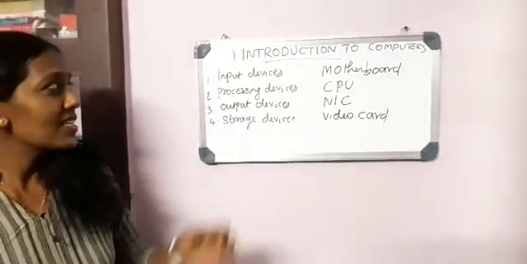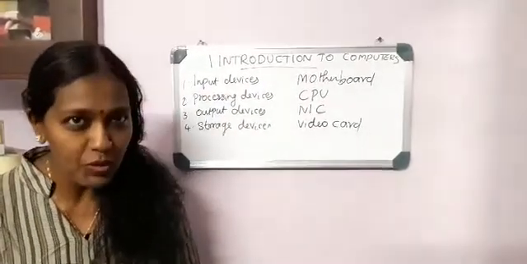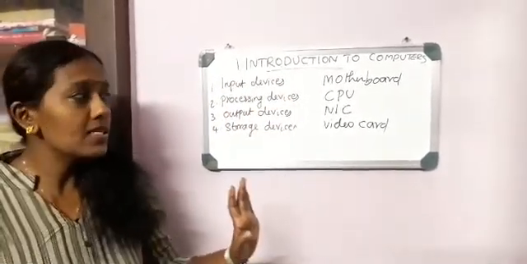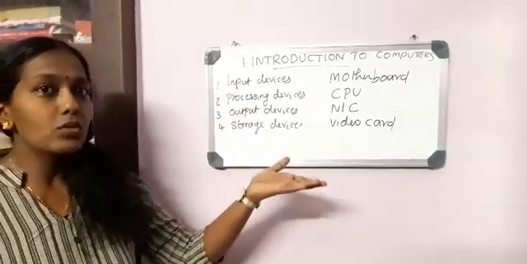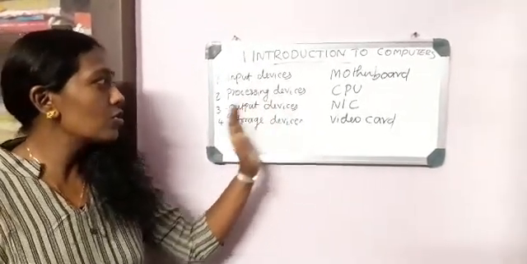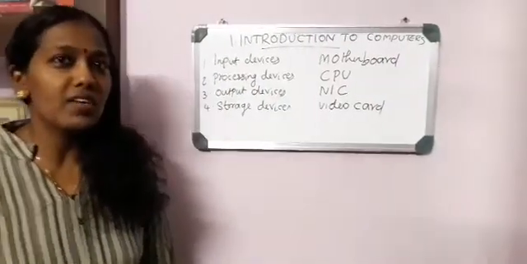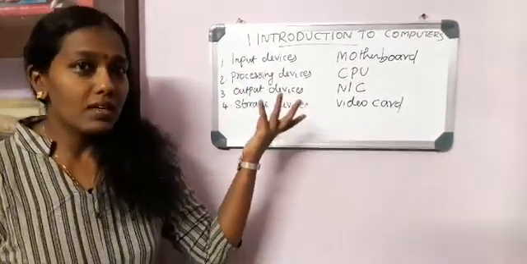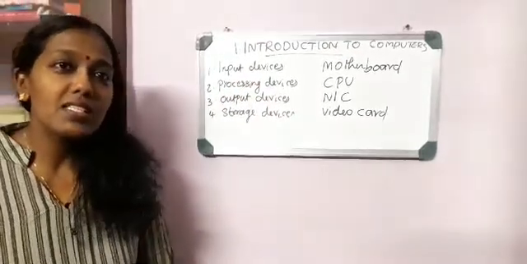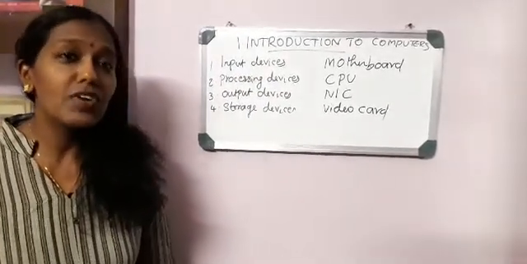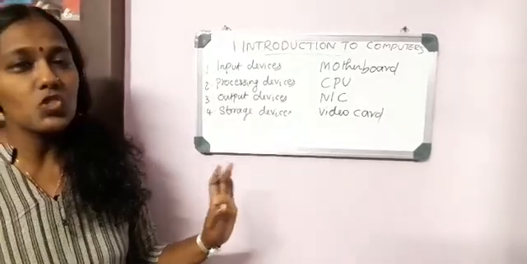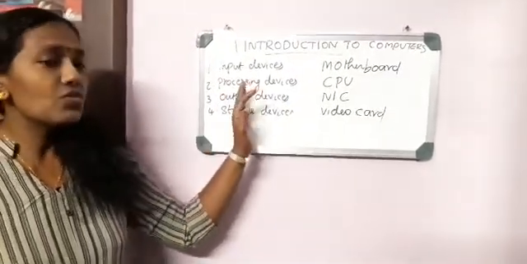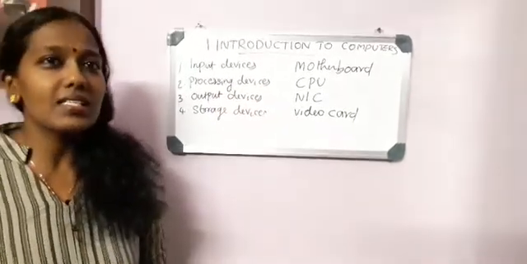Children, we were discussing the first chapter, Introduction to Computers. We already discussed input devices. Now we have to discuss processing devices, output devices and storage devices, children. Did you go through the concept of input devices? Did you get the functions of input devices and examples? Is it clear for you all? Okay, fine. Now the next one, I am going to processing devices.